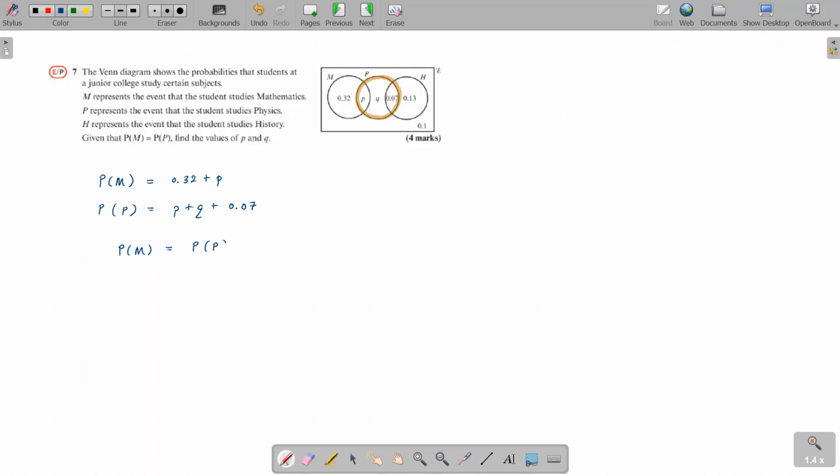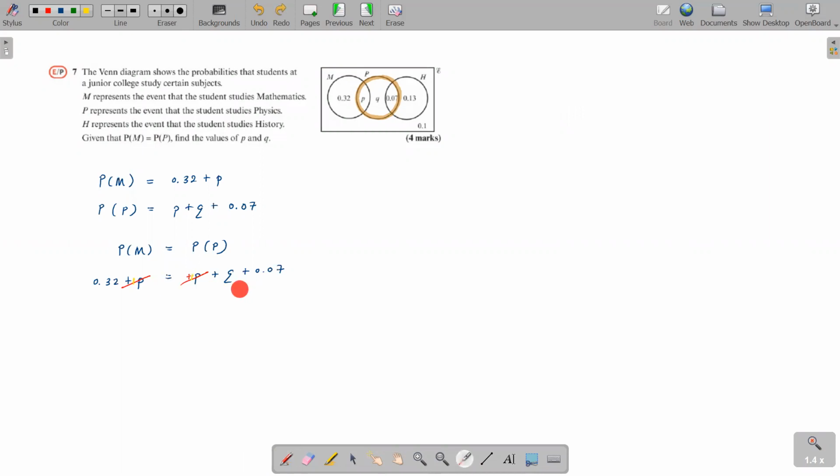they say the probability of M and probability of P are equal. So probability of M is 0.32 plus p. Probability of P is p plus q plus 0.07. Can you see? You make them equal to each other. And then the plus p, I think you can see the plus p will cancel out. Because if I bring this plus p to the other side, it becomes minus p. Plus 1p and minus 1p will cancel out. Because here you have a plus 1p and here also you have a plus 1p. It's a plus 1p on both the sides. So if you bring this plus 1p to the other side, it comes as minus 1p. Plus 1p minus 1p is cancelling out.